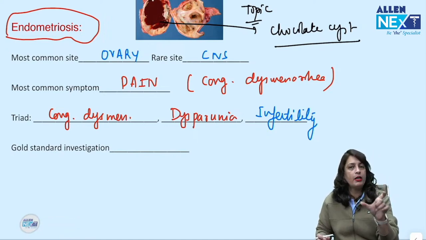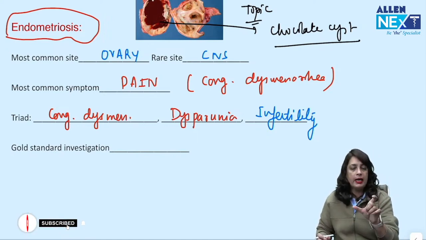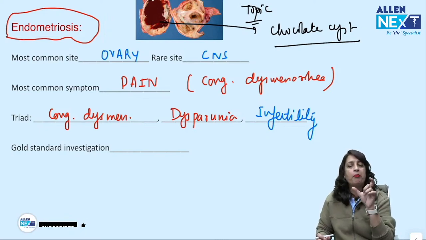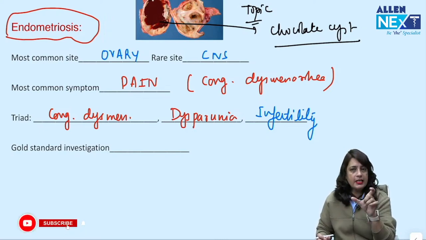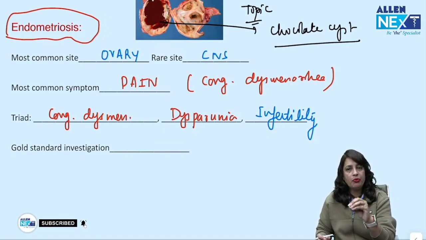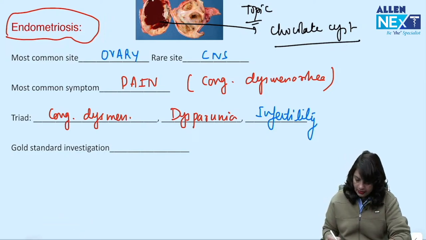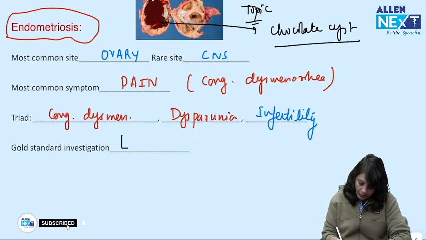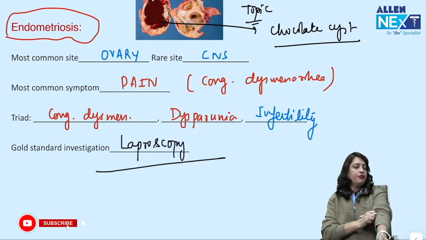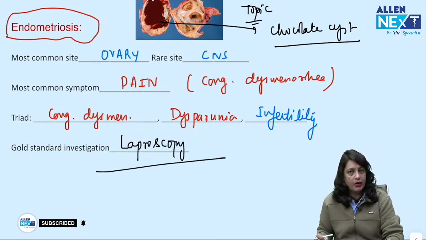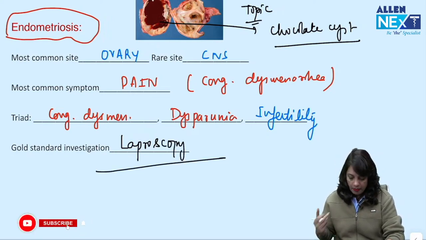So the most important triad for endometriosis is congestive dysmenorrhea, painful coitus, that is dyspareunia, due to presence of endometriosis in the pouch of Douglas causing tenderness and pain during coitus, and infertility because the fallopian tube is entangled in adhesions. Gold standard investigation for endometriosis always is laparoscopy. It is confirmatory, and you can also do therapeutic management of endometriosis.